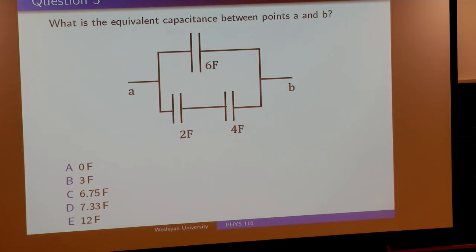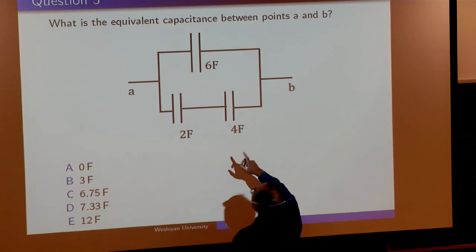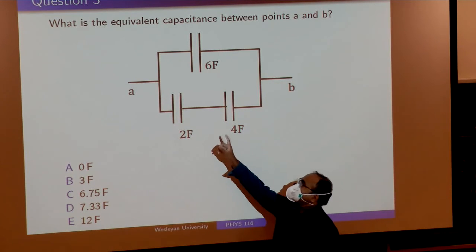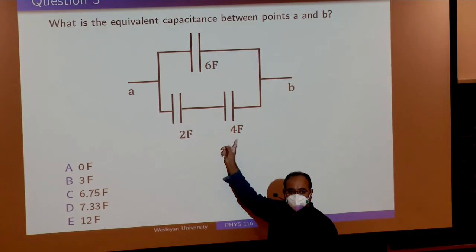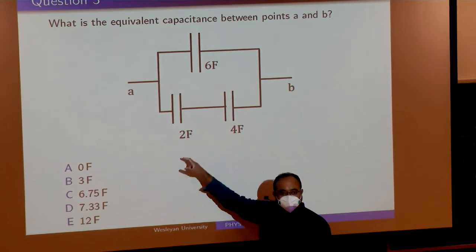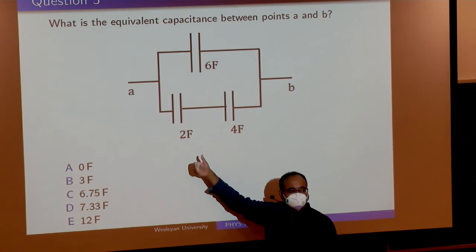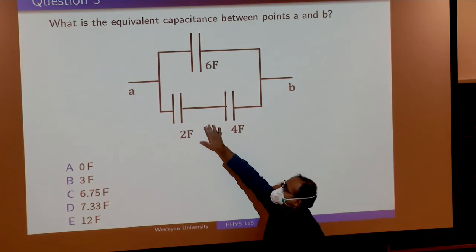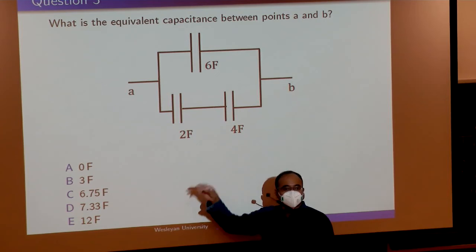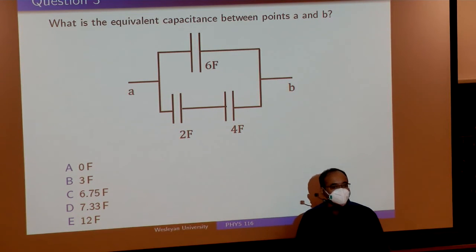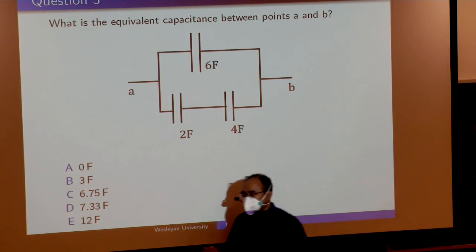D is correct. The trap you fell into was you have to remember to invert one last time at the end. So these two are in series, right? So you have 1/2 plus 1/4 is 3/4. Flip it to get C equivalent is 4/3, right? 1.33, and then that is in parallel with the 6 farad. So you have 6 plus 1.33 to get 7. Questions? No? Okay.